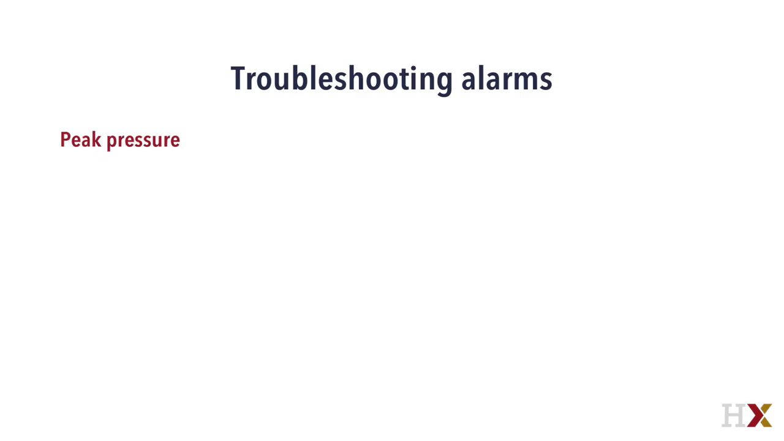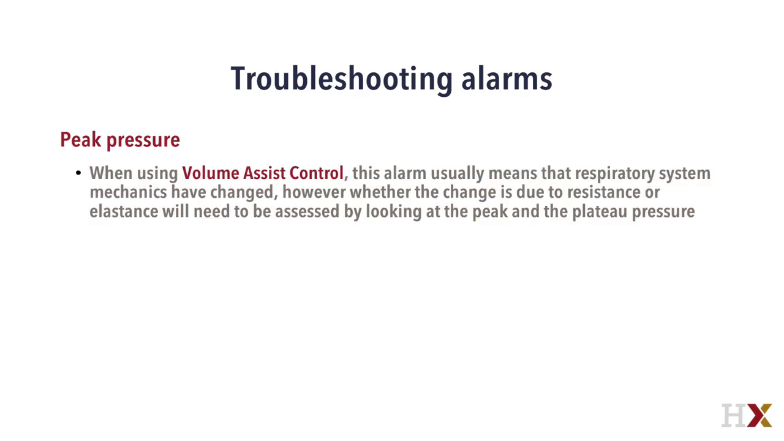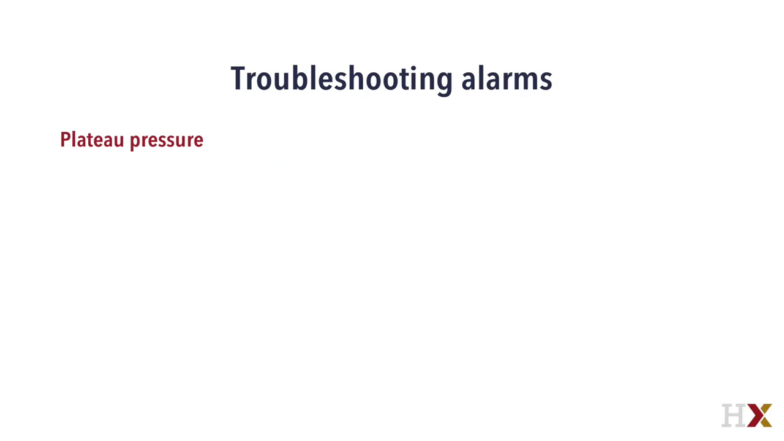The peak pressure alarm is particularly important in volume assist control. This alarm usually means that respiratory system mechanics have changed. However, whether the change is due to resistance or elastance will need to be assessed by looking at the peak pressure and plateau pressure. Plateau pressure is not normally an alarm, but keep in mind that increases in plateau pressure will also increase peak pressure, so the peak pressure alarm will be set off.